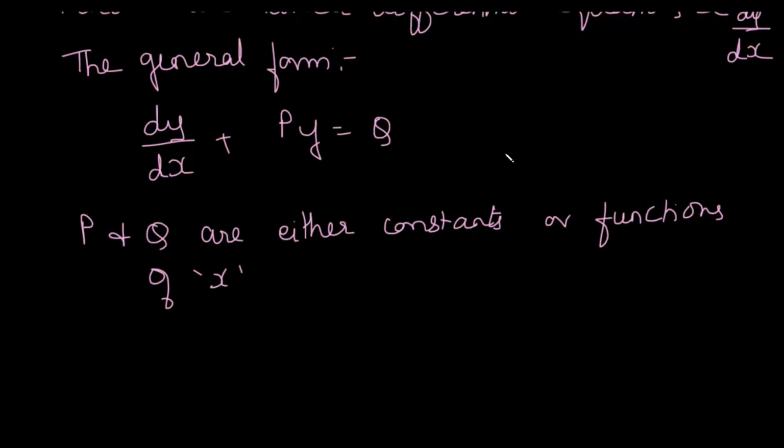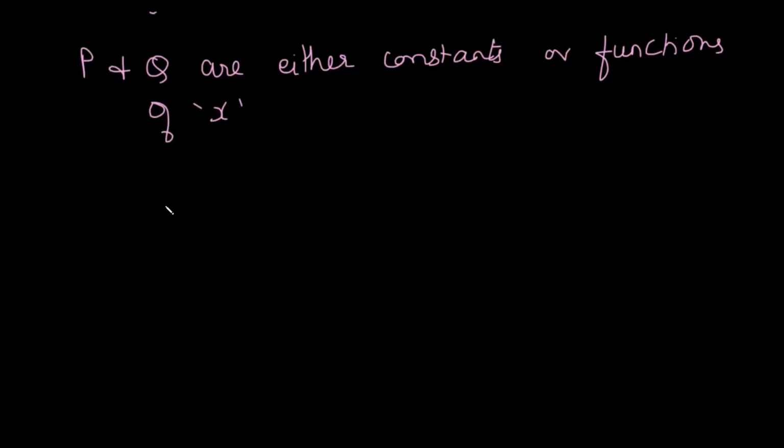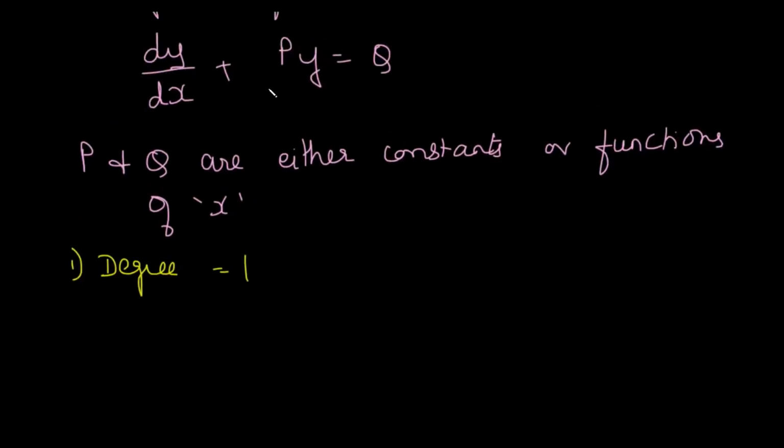Now before that, what are the conditions which have to be met by a linear differential equation? For an equation to be a linear differential equation of any order, certain conditions are to be met. First of all, the degree of the differential equation should be 1. Let us take the prototype example of this particular equation. For example, in this case, dy by dx: the power of this derivative is 1, and therefore the degree is 1. That is the first condition.